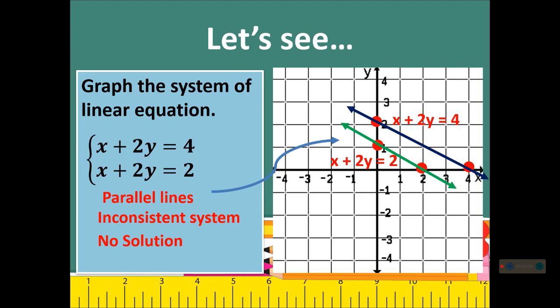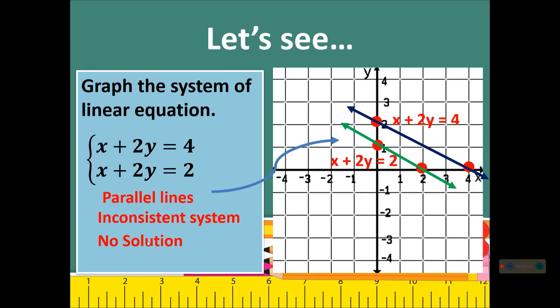So again, parallel lines are lines that do not intersect, and the solution can be found where the lines intersect. Since they do not intersect, there is no solution. Okay? So this was the topic that we discussed yesterday.